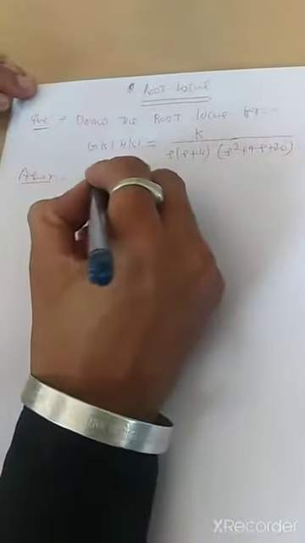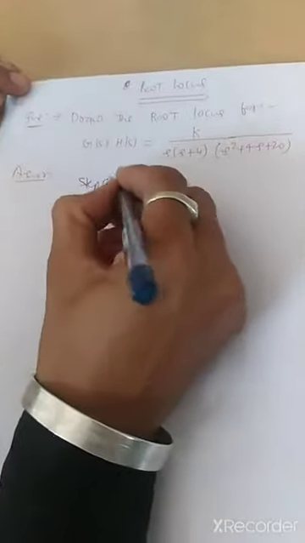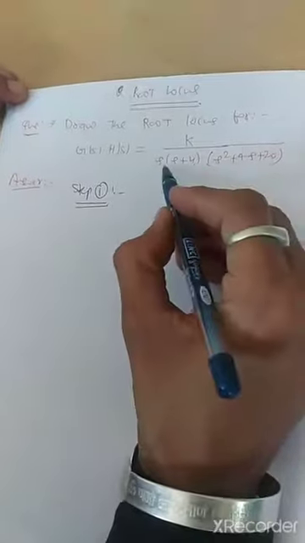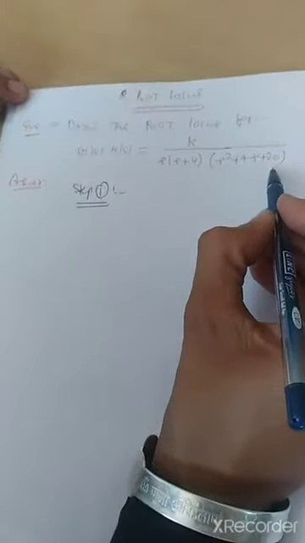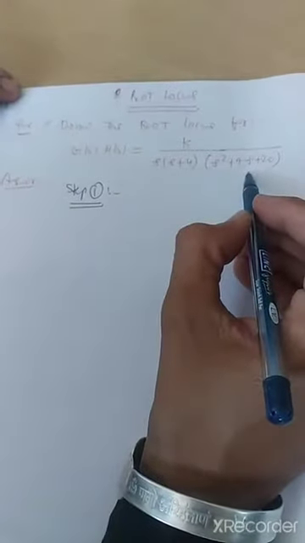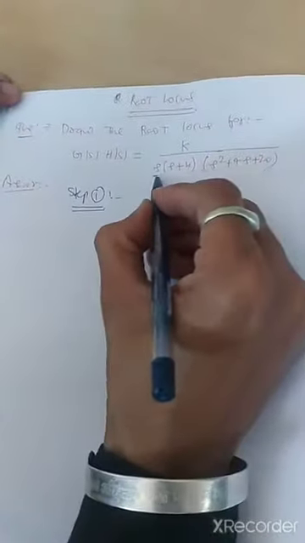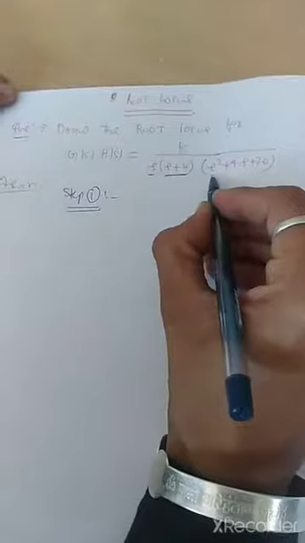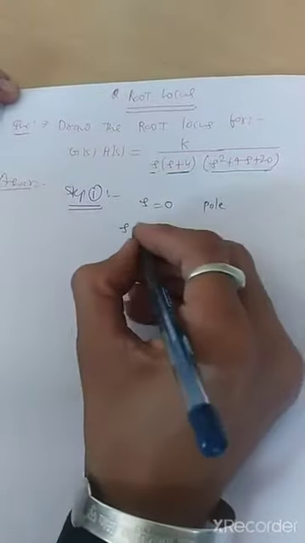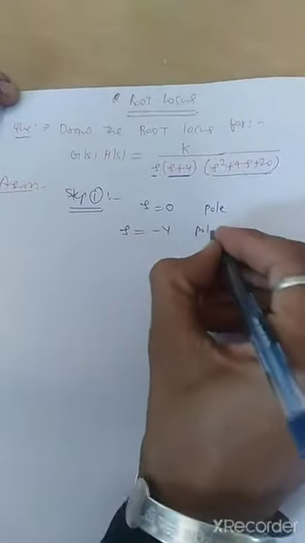Now the step number first is we will find out how many poles and zeros are in this question. See the denominator of this question, the values of S in the denominator will be your poles. So here S, S plus 4 and S square plus 4S plus 20 are there. It means S equal to 0 is my pole, S plus 4, so S equal to minus 4 is a pole. This is pole first, this is pole second.